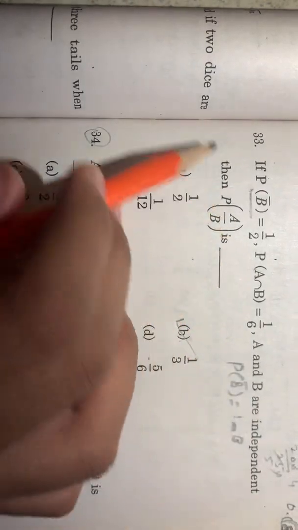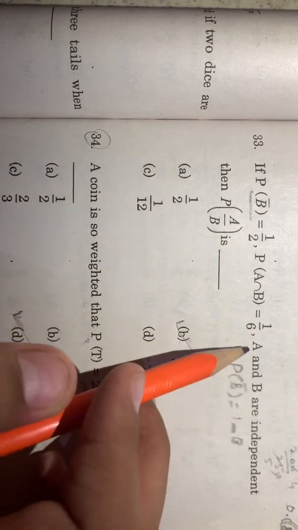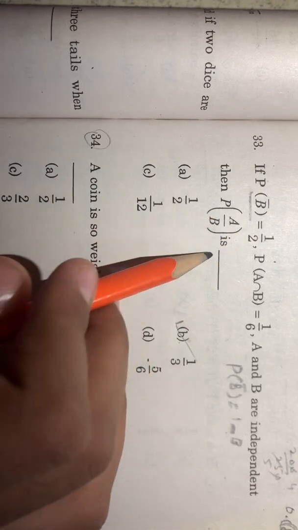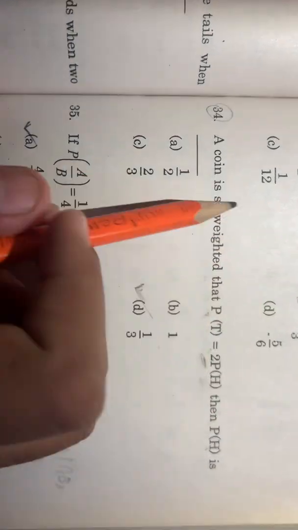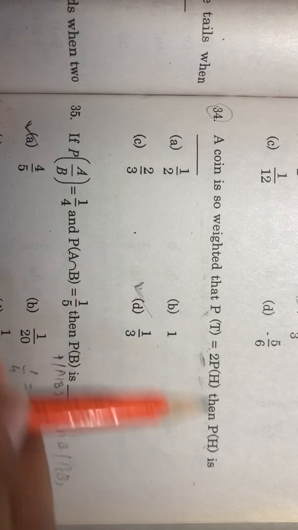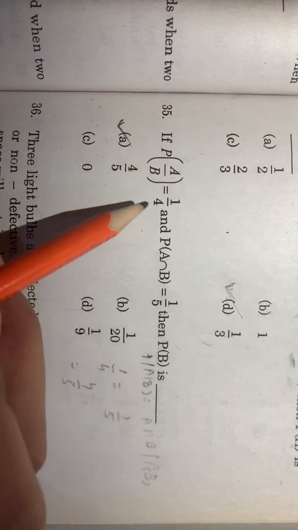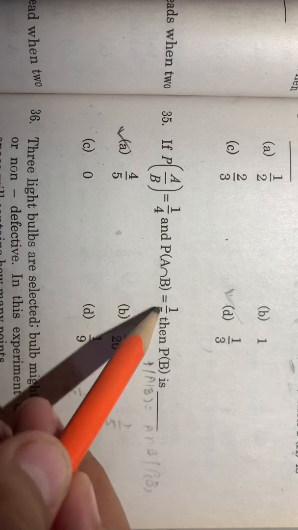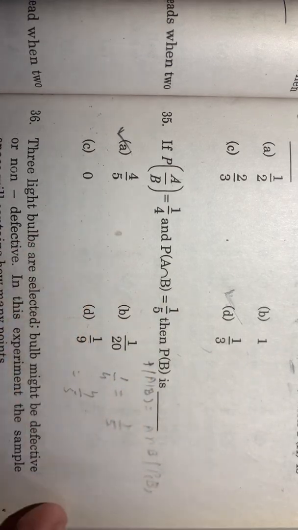Option number C, sorry. If P(A) is equal to 1 by 2, P(B) is equal to 1 by 6, and A and B are independent, then P(A given B) is dash, 1 by 3. Number 34th MCQ is a coin is so weighted that P(T) is equal to 2P(H), then P(H) is dash, 1 by 3. 35th MCQ is if P(A given B) is equal to 1 by 4 and P(A intersection B) is equal to 1 upon 5, then P(B) is dash, 4 by 5.